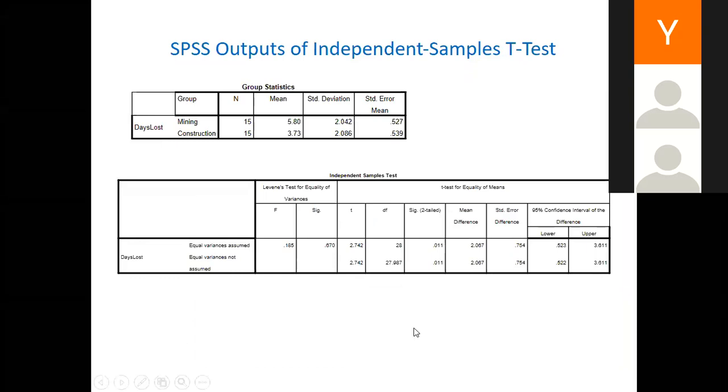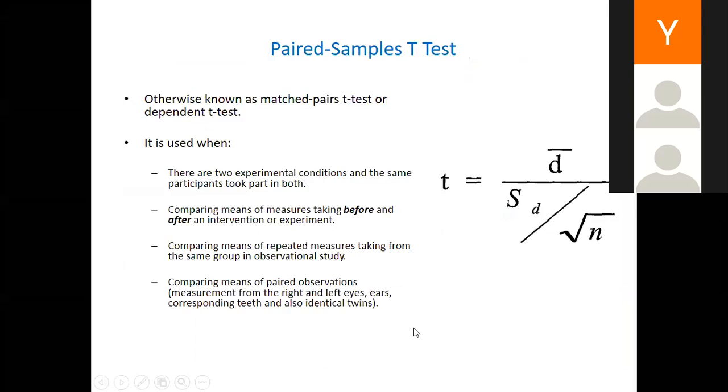So, okay, this is the output of this one, Justin. Lastly, let's just do the last one. Paired sample t-test, otherwise known as matched pair t-test or dependent t-test. It is used when there are two experimental. McNemar? No, McNemar is for categorical. That is when your outcome is categorical, but this one is paired t-test. Outcome is quantitative. So this is otherwise known as matched pair t-test or dependent t-test.